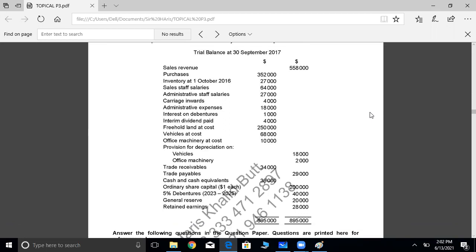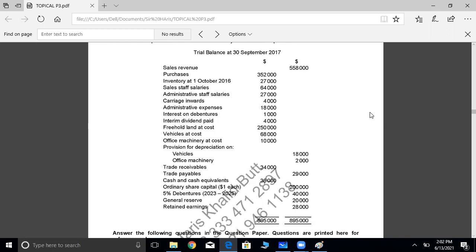So sales revenue is given, purchases are given, inventory is opening. Sales staff salaries is an expense. Sales staff salaries is a selling expense or distribution expense, you can say. Administrative staff salaries is an admin expense. Both come in the income statement under the heading of expenses. Then carriage inward is added in purchases. It is the carriage on transportation inward, the carriage which you have paid to bring the purchases into the factory.